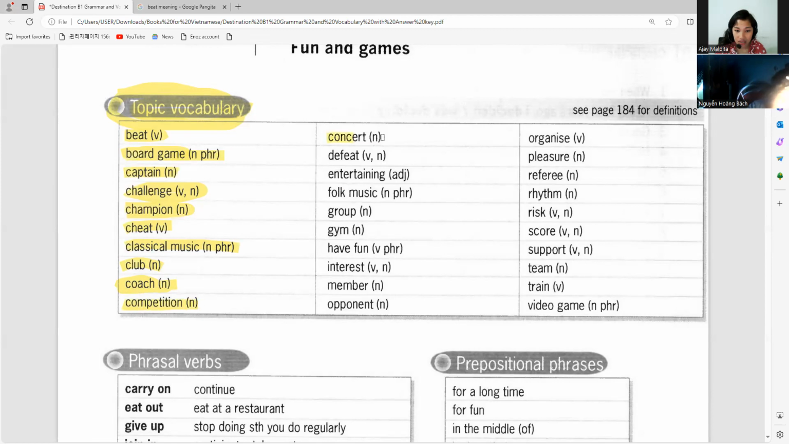Competition. That's right. Next. Concert. Yeah, there is the letter R. Next. Visit. That's correct. Entertaining. Yes, adjective. Folk music. That's right. Group. Oh, not group, you say group. Group. Okay, next. Gym. Yeah, that's right. Do you want to go to the gym? No, you don't like exercise? Exercise is very good for our body.